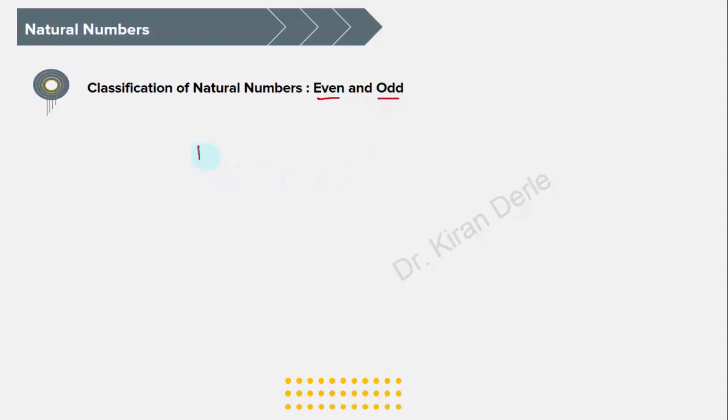So I know natural numbers are 1, 2, 3, 4, 5, 6, 7, 8, and so on. These are natural numbers, right? That is what we know. Again, I am telling you guys, let's say 3.5 is not a natural number, right? Decimal forms are not natural numbers. So these all are natural numbers.